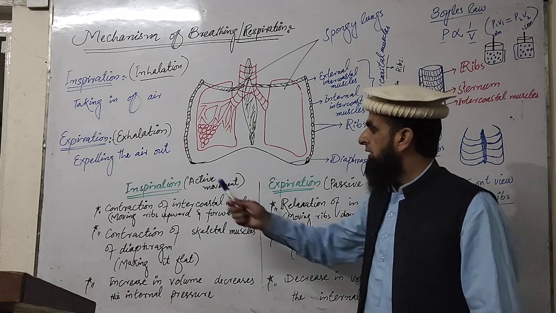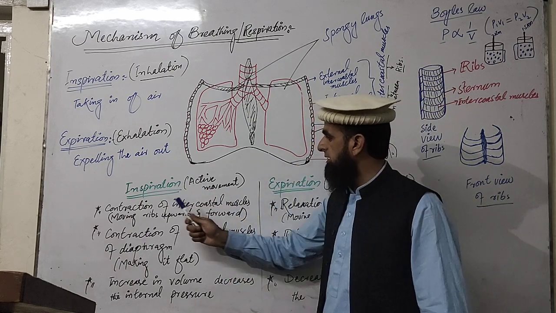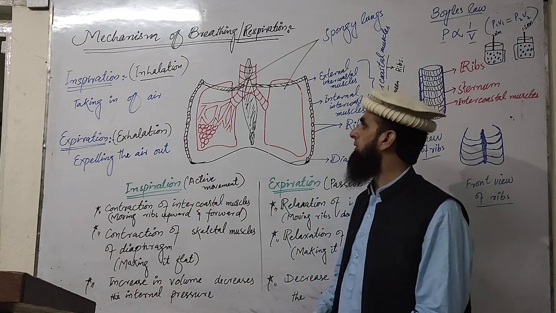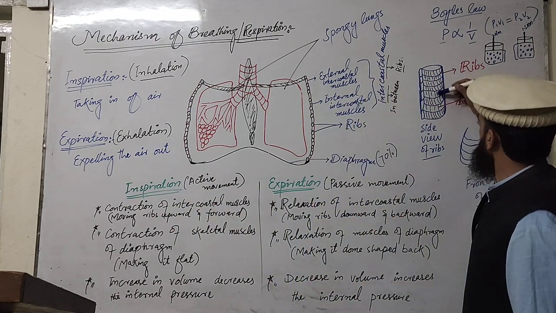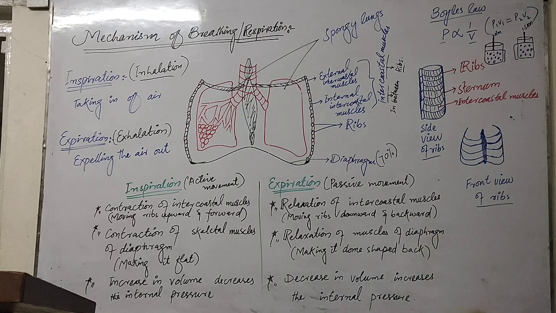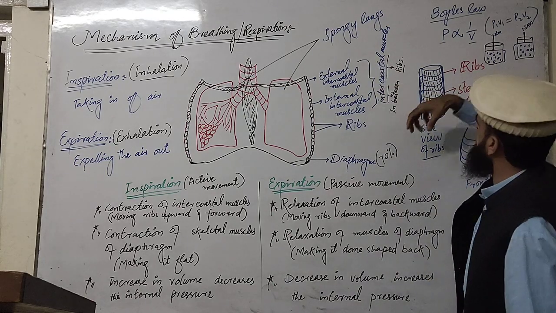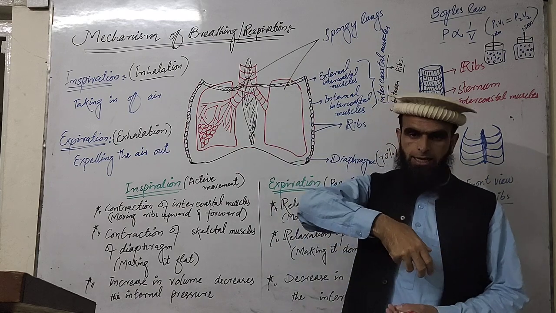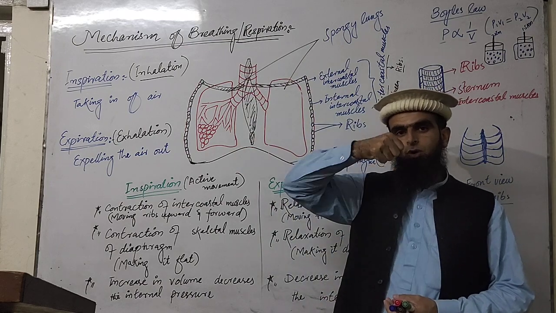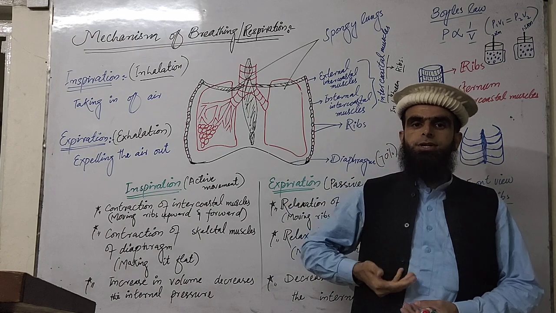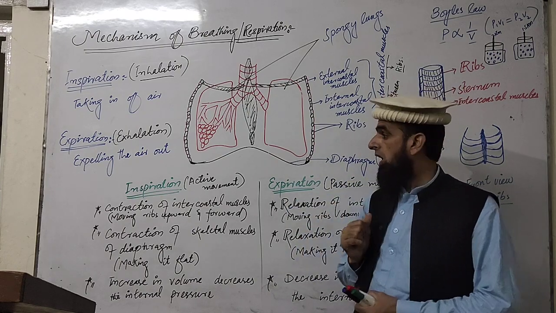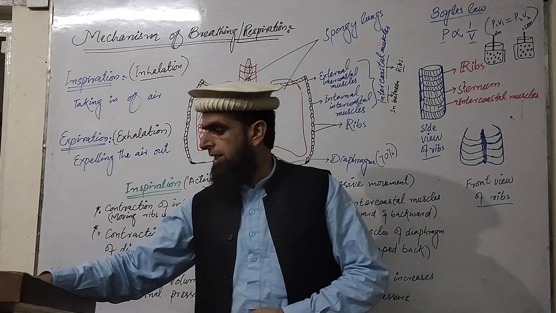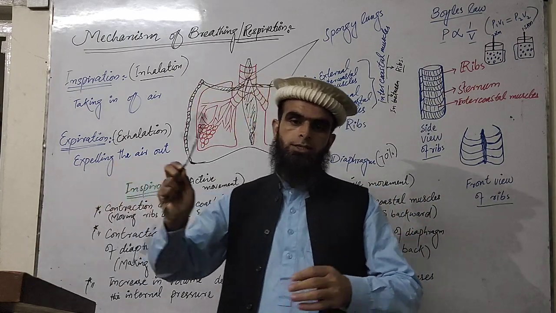What kind of changes take place here during inspiration? During inspiration, the contraction of intercostal muscles takes place. First of all, these intercostal muscles, particularly the external intercostal muscles, are contracted and they pull the ribs upward and forward. So how do these ribs go upward and forward? I want to demonstrate it.